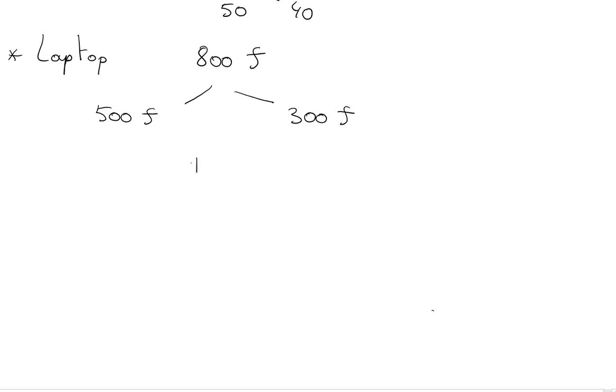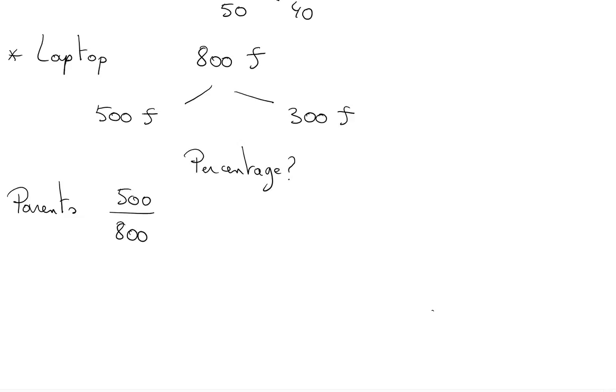So what's the percentage value? That's the question here. Okay, let's see. Your parents are going to pay 500 out of your total of 800. So we're going to write 500 out of your total, which is 800. We're always going to compare the part of your value compared to your total value. You are going to pay 300 compared to your total value, which is 800.